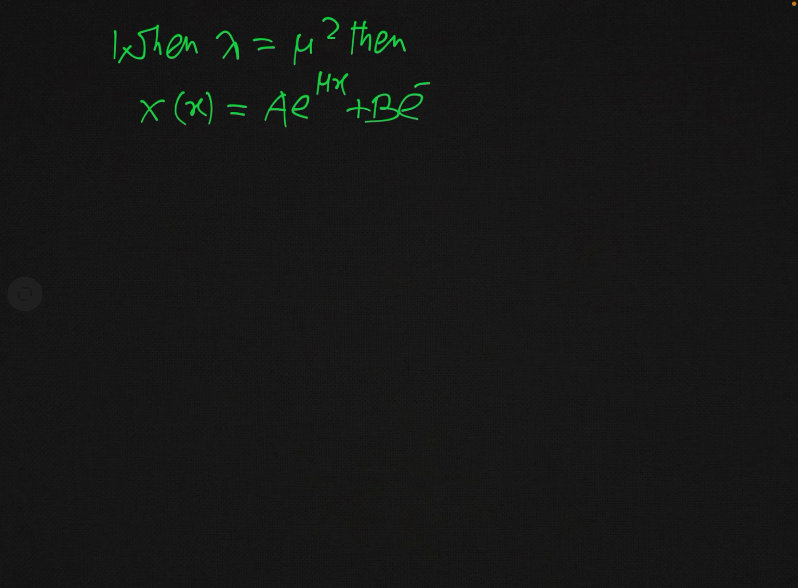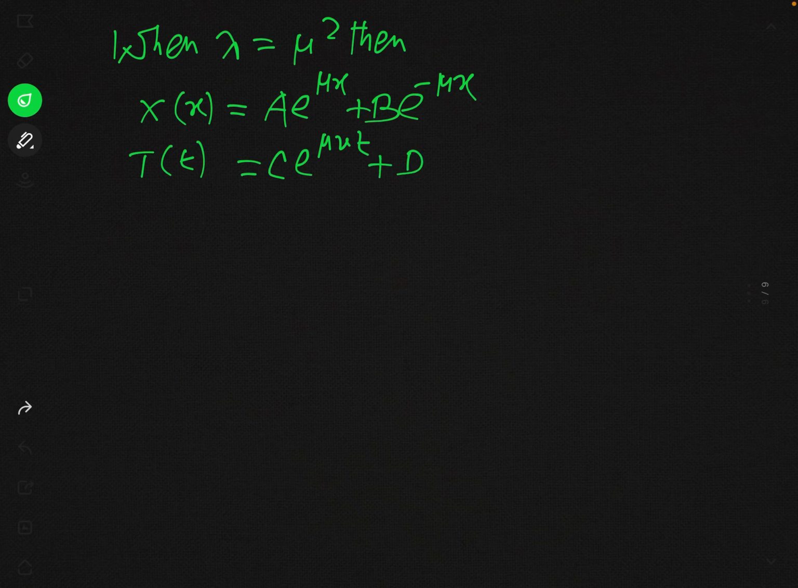plus B e raised to the power minus mu x, and the other result was T of t equal to C e raised to the power mu vt plus d e raised to the power minus mu vt. This was our result when we took lambda as a positive quantity equal to mu square.